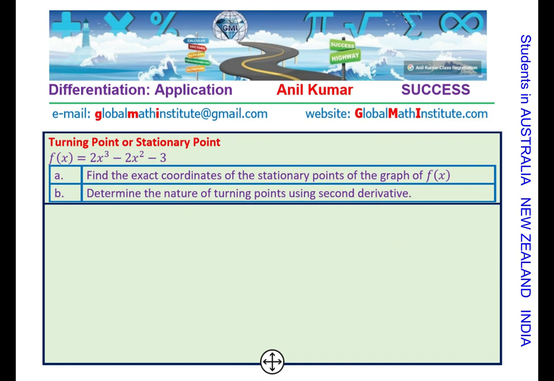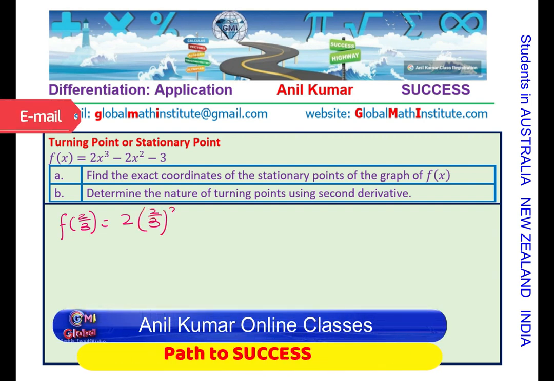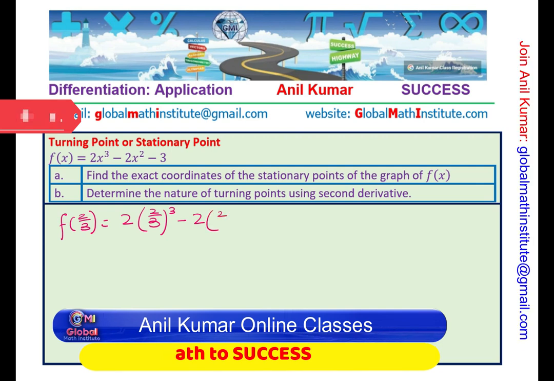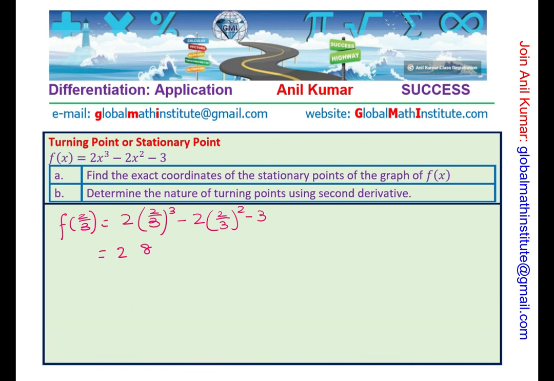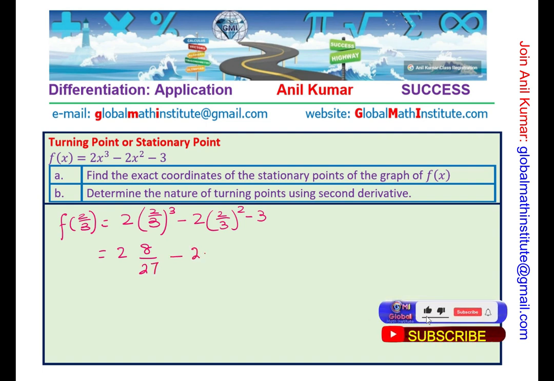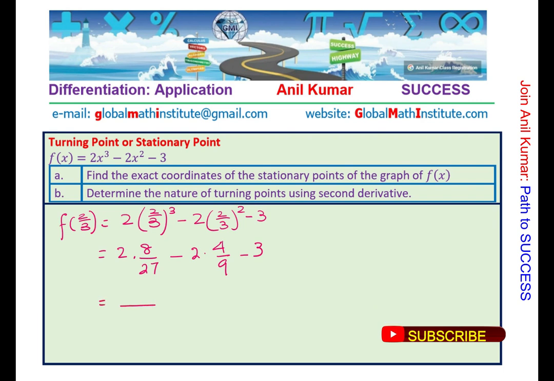So for f of 2 by 3, let's recalculate. We get 2 times (2 by 3) whole cubed, minus 2 times (2 by 3) whole squared, minus 3. So it becomes 2 times 2 cubed, which is 8, over 3 cubed, which is 27, minus 2 times 2 squared, which is 4, over 3 squared, which is 9, minus 3. So we can have 27 as a common denominator. So the numerator here is 16 minus.